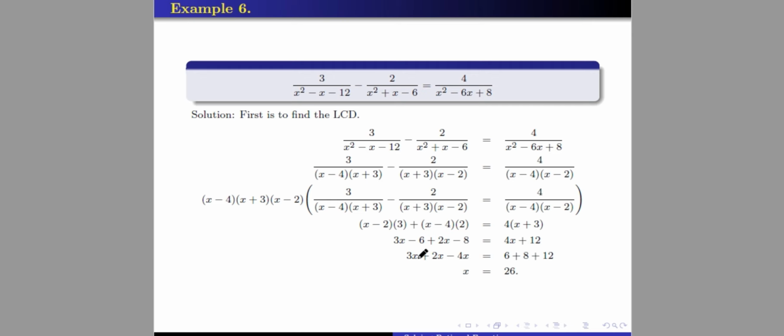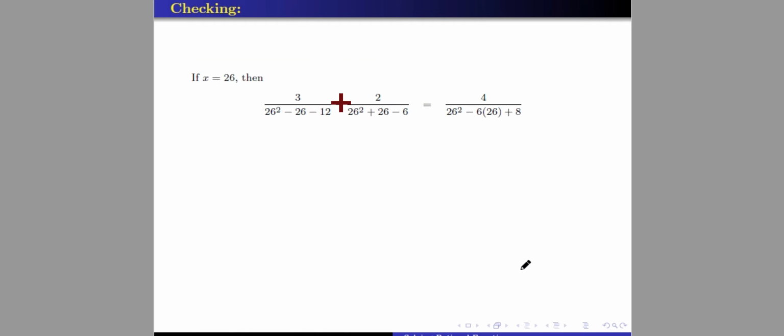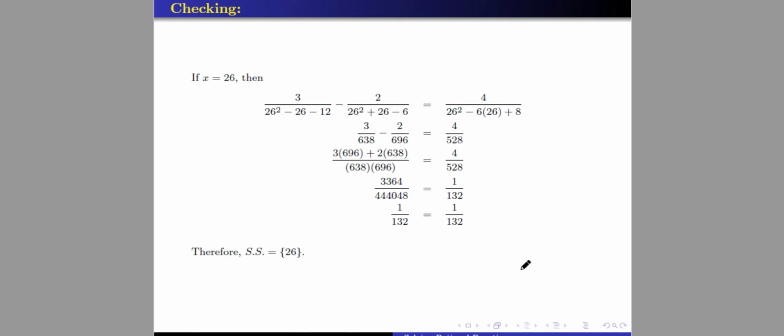So operate, so we have x equals 26, because 3 plus 2 is 5, minus 4 is 1, so 1x. 6 plus 8 is 14, plus 12, that is 26. So again, you check, you substitute x with 26, then you can use your calculator with it, because this is a large number, so you will arrive with 1 over 32 equals 1 over 32. So the solution set therefore contains 26.